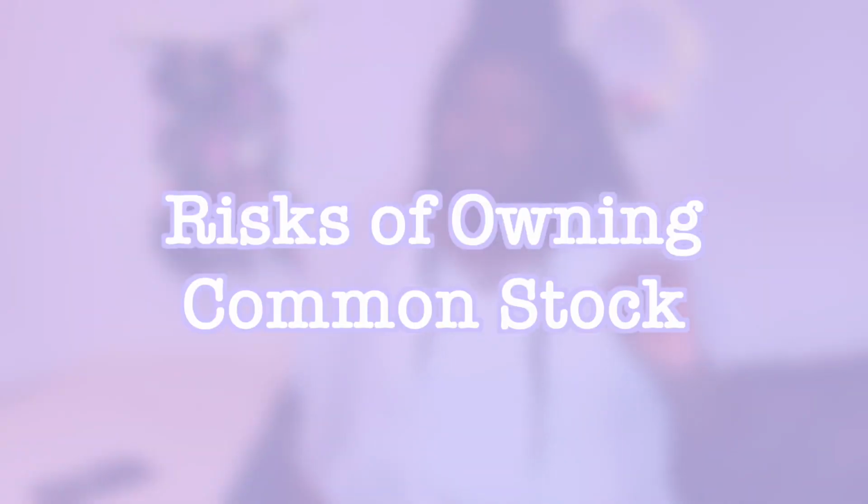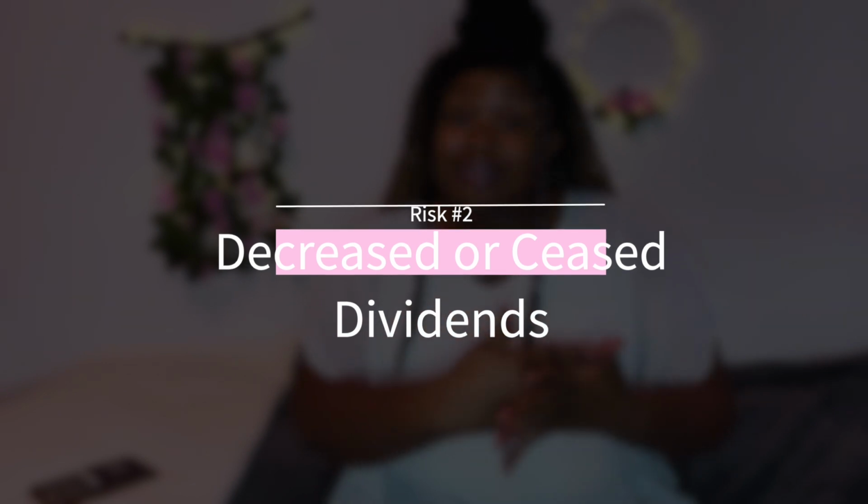Now, let's go over the risks that are associated with owning common stock. The first risk is market risk. Now, yes, the stock market can go up in price and your shares can go up in value, but the price of the market of your stock can also go down, which in turn would decrease the value of the shares that you own. The second risk associated with owning common stock is decreased or ceased dividends. If a company loses money that year, then they may choose to lower the dividend payments or cut out the dividend payments altogether. And then the third risk is having a low priority at dissolution. If a company goes bankrupt, common stockholders are the last people to get paid.